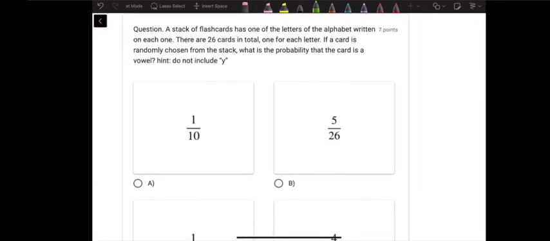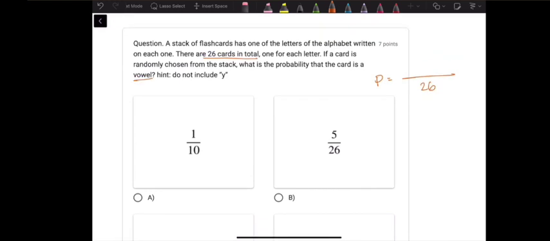A stack of flashcards has one of the letters of the alphabet written on each one. There's a total of 26 cards, 1 for each letter. If a card is randomly chosen from the stack, what is the probability the card is a vowel? Hint, do not include Y. Here, you should already know that at the bottom, as the total number of outcomes, we're going to have the total number of cards that we have, which is 26. Now, they mentioned specifically not to include Y as a vowel. So what are our vowels?